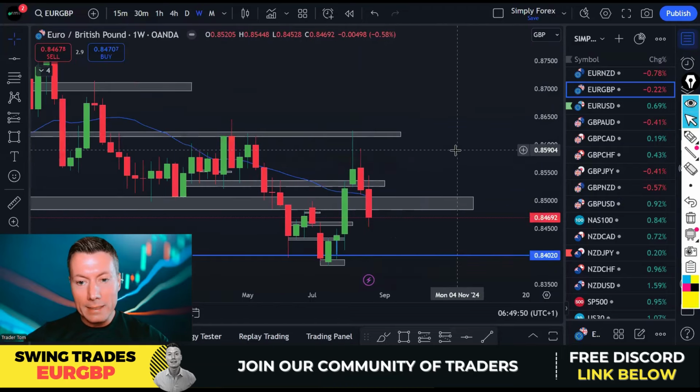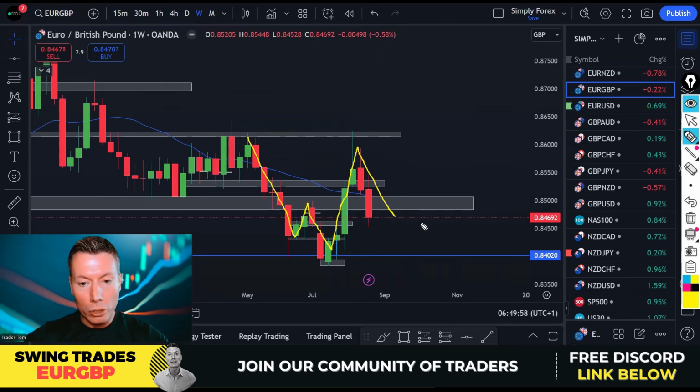Now this is the weekly chart, right? Now if you look at the weekly chart, right, we're in an uptrend. So you're probably thinking, Tom, why the hell are you looking for sells? The reason I'm looking for sells is there's a few reasons, right? So this level was important, okay? And this weekly candle has broken that level, okay? It's also come back below the moving average 20, all right?